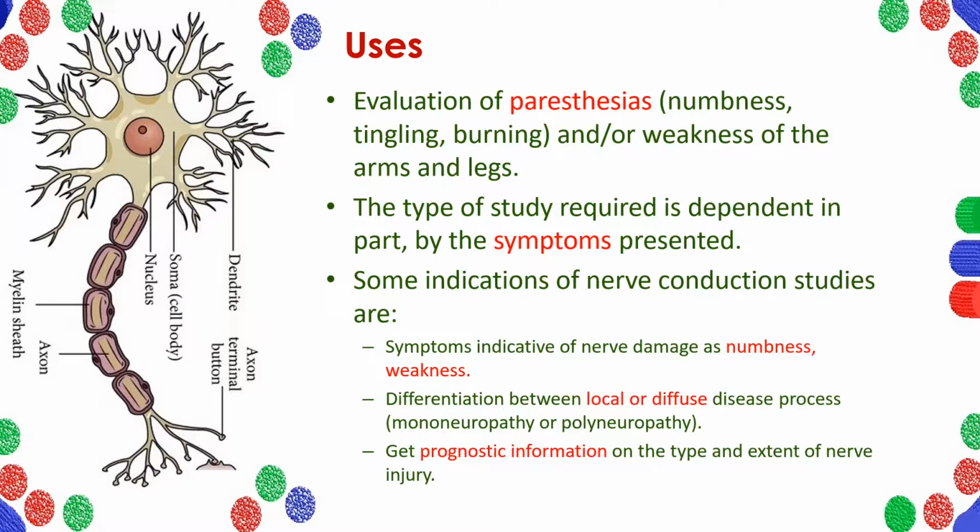Now these nerve conduction studies are not only helpful in diagnosis of diseases, but they also have a prognostic value. That means we can find out whether the disease has progressed to a late stage, early stage or mid stage. Not only that, it is also helpful in finding out whether the treatment given for a particular disease is effective or not. So it has a prognostic value also. These are the various uses of nerve conduction studies.